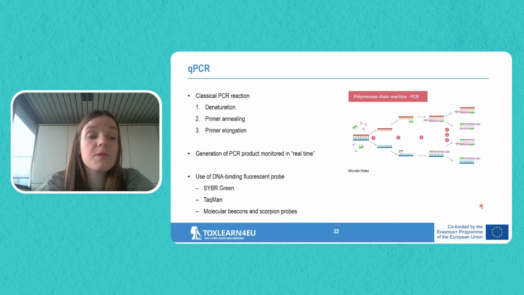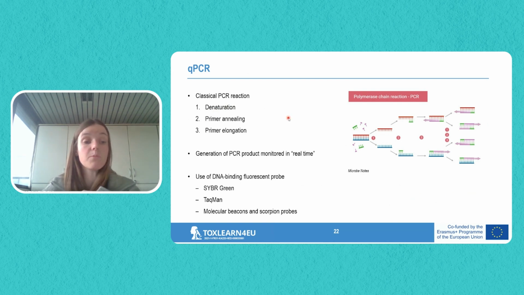qPCR actually consists of a classical PCR reaction. And as you probably know, a classical PCR reaction consists of multiple cycles, which each comprise 3 steps. The first step is always the denaturation that you can see here, so the 2 strands of, in this case, the cDNA will separate. In step 2, the primers will anneal, so they will bind to their complementary sequence. These primers you have to design beforehand, and they should be specific for the gene that you want to measure. We'll see that in the next lecture.